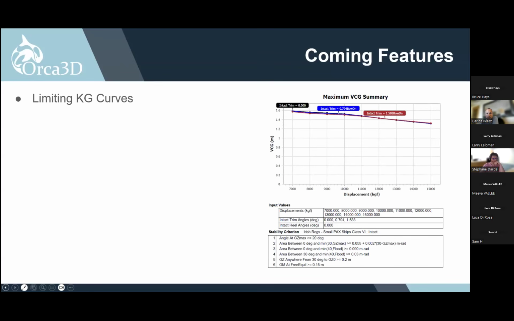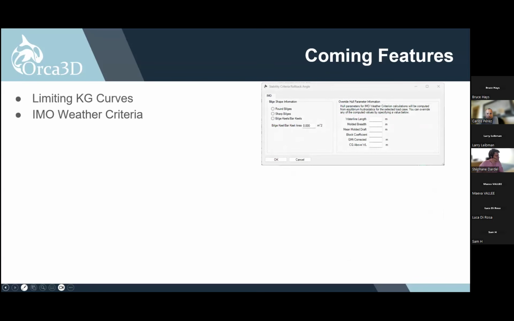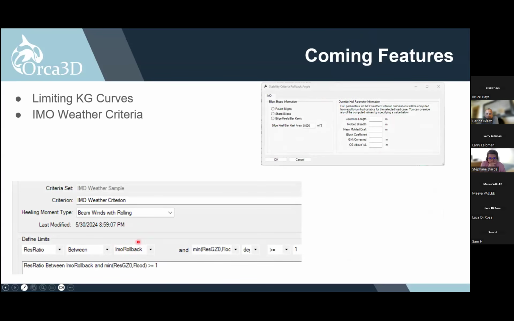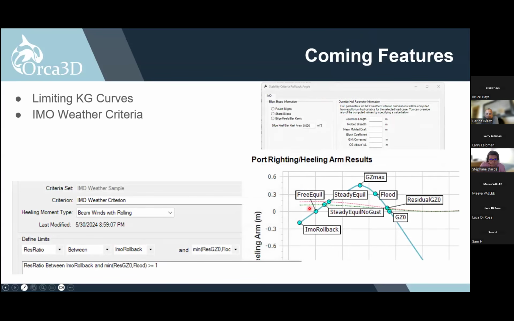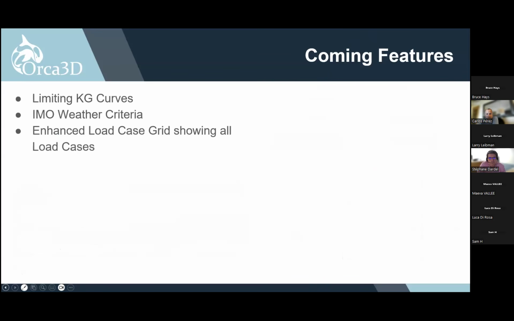And to get to the slide I want, I need to go through this. So a couple of things are in the works here: max KG calculations and IMO weather criteria. You can specify a few parameters here, and then there'll be a new keyword for IMO rollback, and you'll see 2 heeling arms, the steady and the gust. That's underway. There's also an enhanced load case grid showing all the load cases. There was a question about having incremental changes in load cases, and you do need a new load case for each one of those, but with this load case grid that will show them all together, it will be easy to compare them and copy items from one to another.